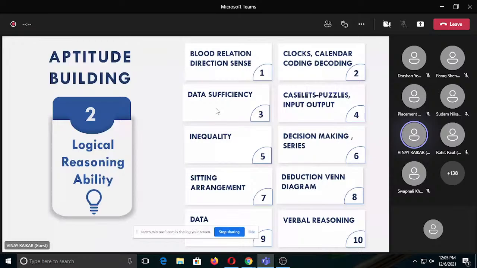But before we start with the logical reasoning, I'm going to tell you very clearly one thing: we are going to focus more on data interpretation. We are going to focus more on verbal reasoning and puzzles. Eventually, we are going to support you with the videos over there, because understand this, logical reasoning has 40 topics.